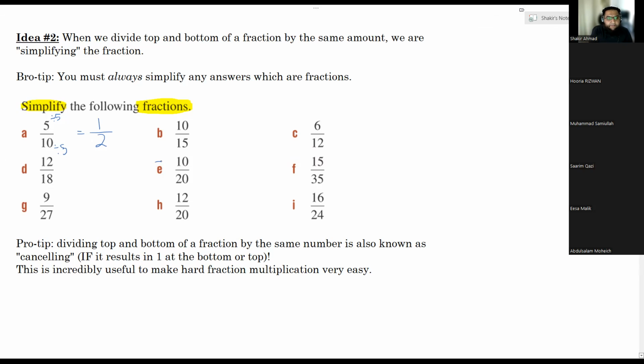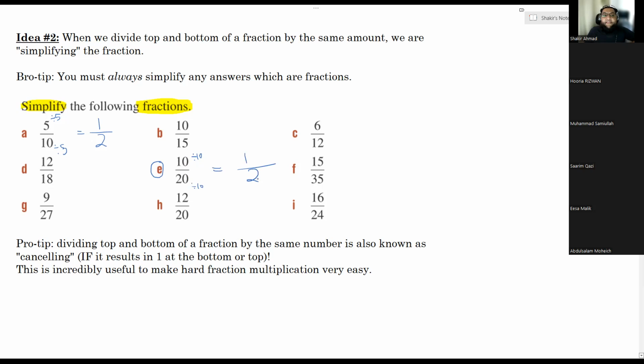Perhaps we can look at E. Now E, both of those numbers are in the 2 times tables, right? They're also in the 5 times tables, but they're also in the 10 times table. And you want to try and find the biggest times table that they're both in. So the 10 times table. So we can divide top by 10, we can divide bottom by 10. That's the HCF, the highest common factor. So we can divide top, 10 divided by 10 is equal to 1, 20 divided by 10 is 2, and it is a half.